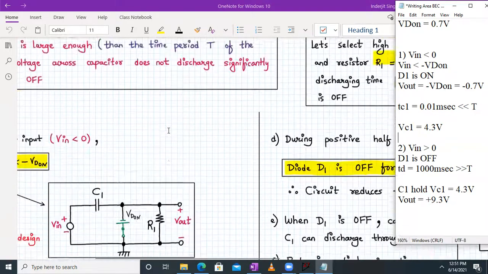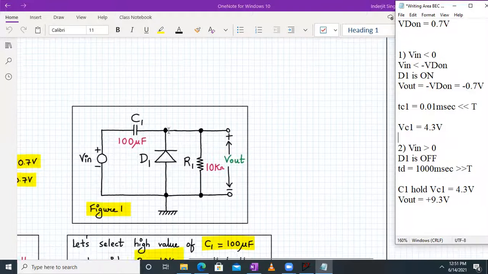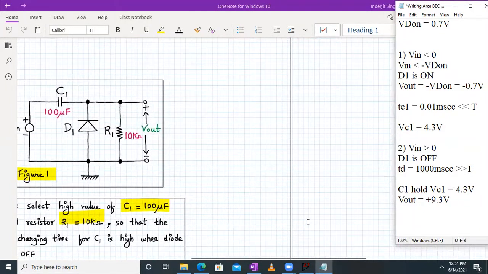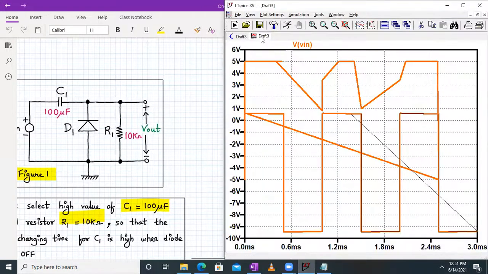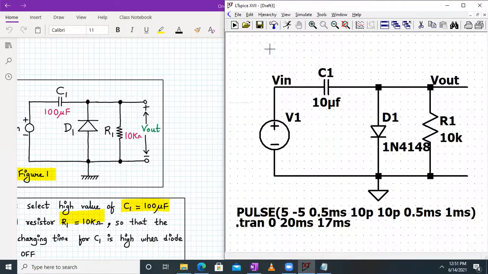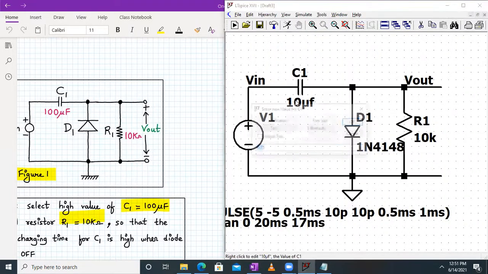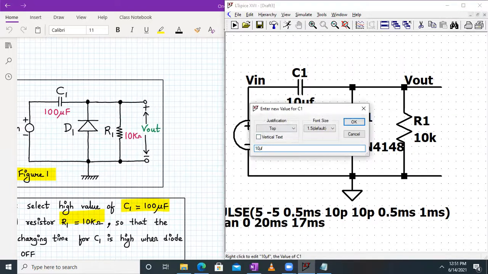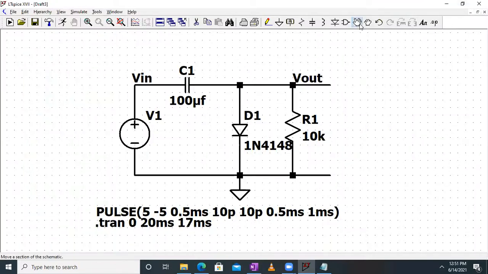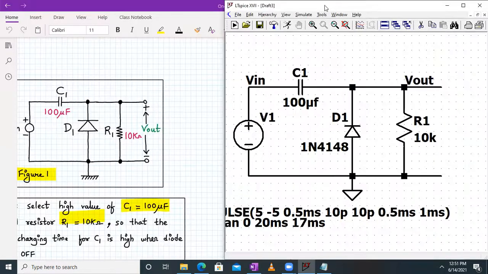Now let's quickly build this circuit in SPICE and check out the results. We have already built the circuit last time for clamper number 1. The only thing is we have to reverse the polarity of the diode and increase the capacitor value to 100, let's say. So I'll select the diode and click Control R to rotate it. That's it. We don't have to do anything else.